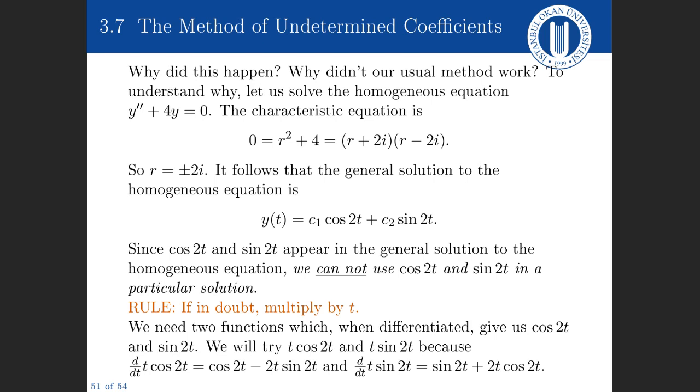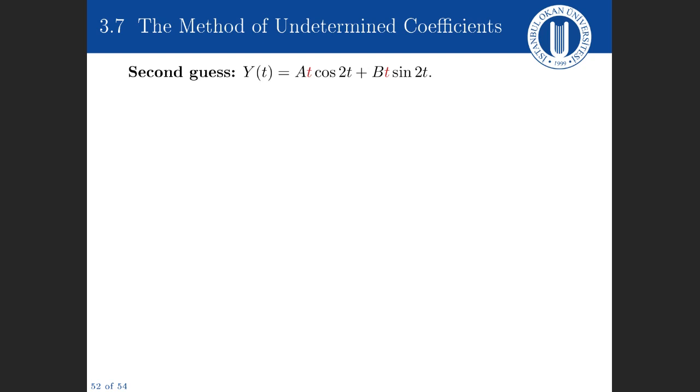We need to find two functions that, when we differentiate them, give us cos 2t and sine 2t terms. What we're going to do is we're going to try t cos 2t and t sine 2t, because when we differentiate these two functions, we get cos 2t and sine 2t terms, as well as t cos 2t and t sine 2t terms. So let's make another guess, second guess. The second guess is the same as the first guess, except now I've multiplied by t.